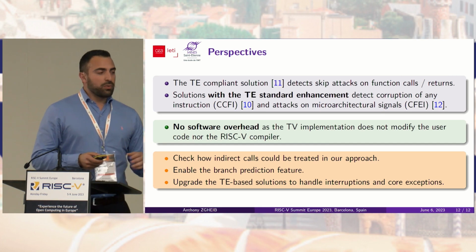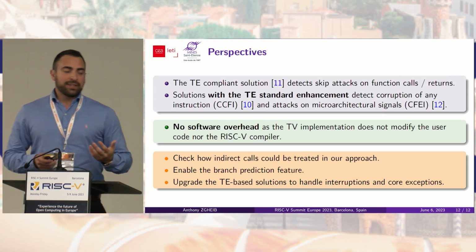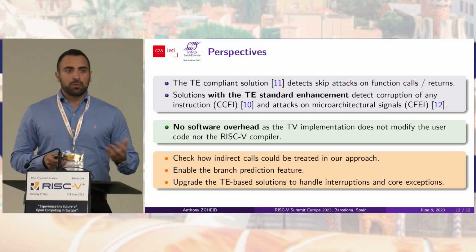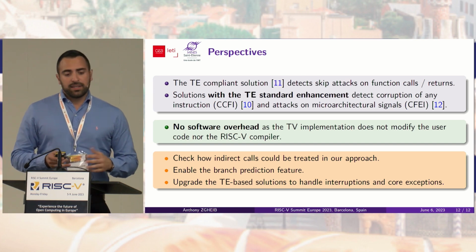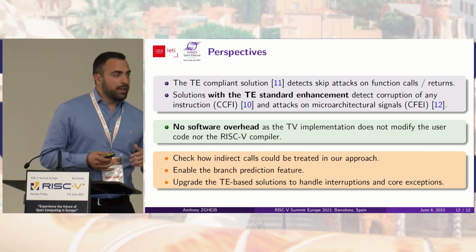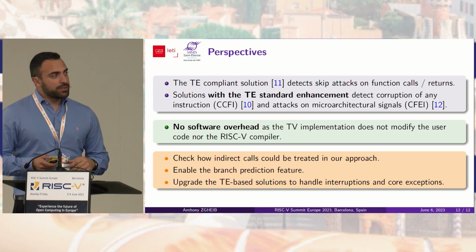From this work, we also look forward to checking how we can treat indirect calls for forward edge attacks, and also to enable the branch prediction, which is also compatible with the trace encoder, and at the end, to upgrade our solution to handle interruptions and core exceptions.